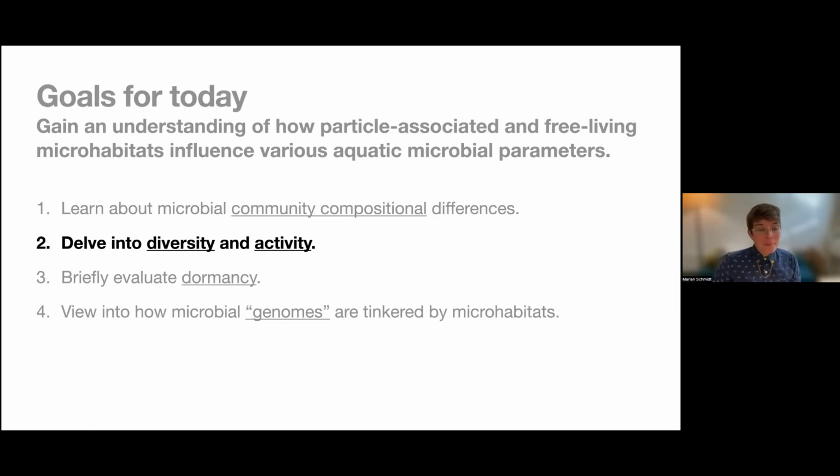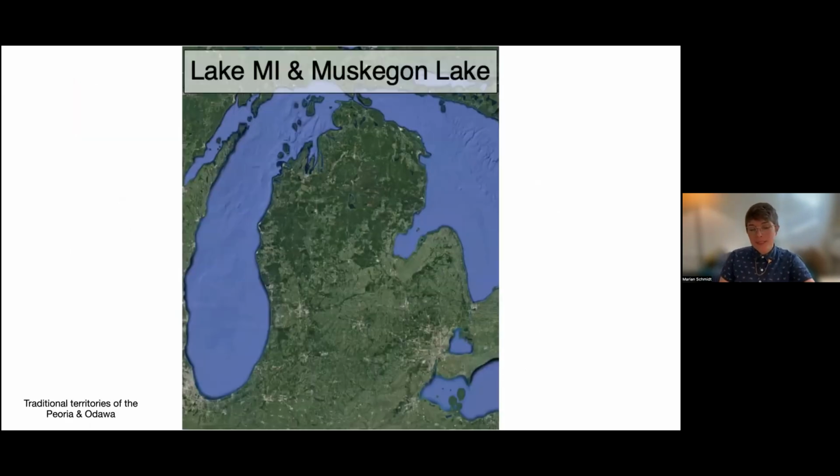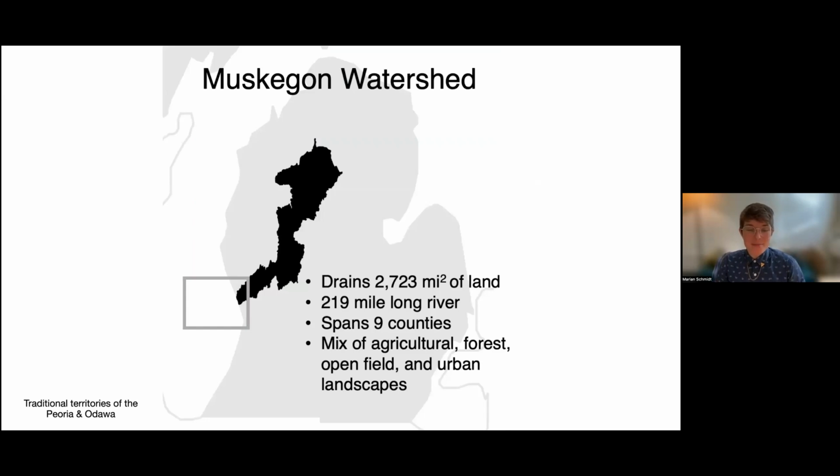So now I'm going to take you into a brief story about the diversity and the activity of these two microhabitats. I'll be zooming into a different part of Michigan, but it's not too far away. This is a system that drains around 3,000 miles of land, and it's the second largest watershed in Michigan. And this flows into a very productive lake, which I then sampled for this data.